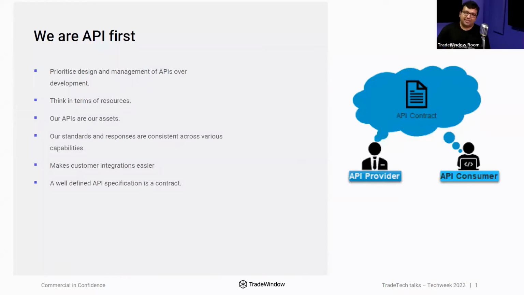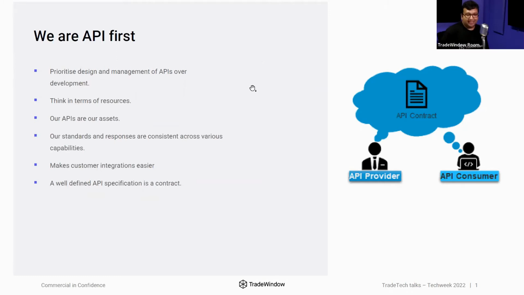TradeWindow, we say we are an API first company. What that means is we prioritize the design and management of APIs over the development. We always think in terms of resources, and we treat our APIs as our assets. One of the things we try to do is standardize our responses and the way our API would respond across various capabilities. What that does is it makes customer integrations easier, because if you're integrating with us across various capabilities, you will have consistent responses across all of them.